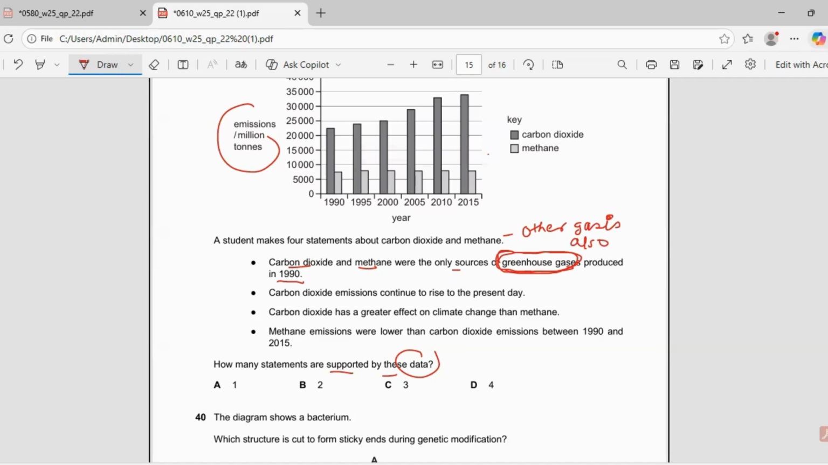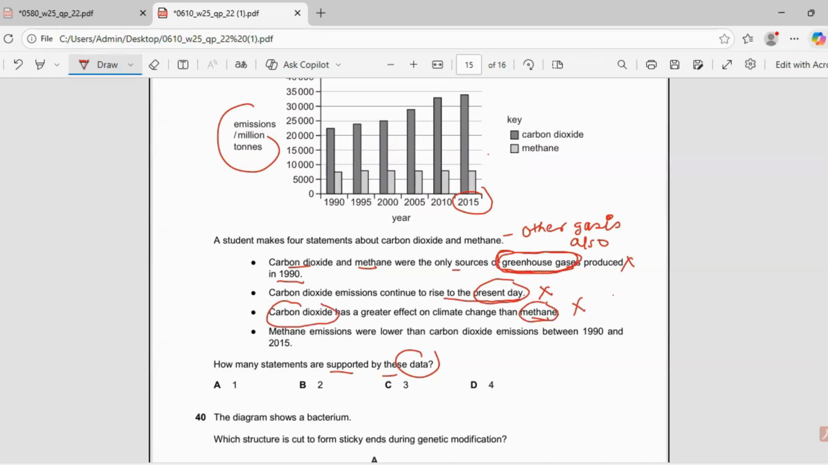Second one, carbon dioxide emissions continue to rise to the present day. Okay, now this graph is only till 2015. It is not telling you anything beyond that. So you cannot say anything about the present day. So this is also in a way wrong. Third says carbon dioxide has greater effect on climate change than methane. You cannot tell by just the concentration. What damage methane does, what damage carbon dioxide does cannot be said by the data. So this is also wrong.